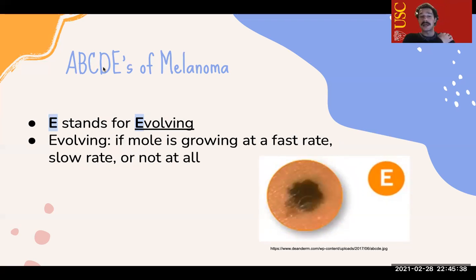So the last letter of the ABCDEs of melanoma is E, and it stands for evolving. So evolving just means changing. So a mole can either stay the same throughout time, and in that case, we say it's not evolving, or it can look different over time. So if this mole looks like this today, and tomorrow it looks a little bit different, it has a different shape, size, or color, then we'll say that this mole is evolving, it's changing, right? Great.